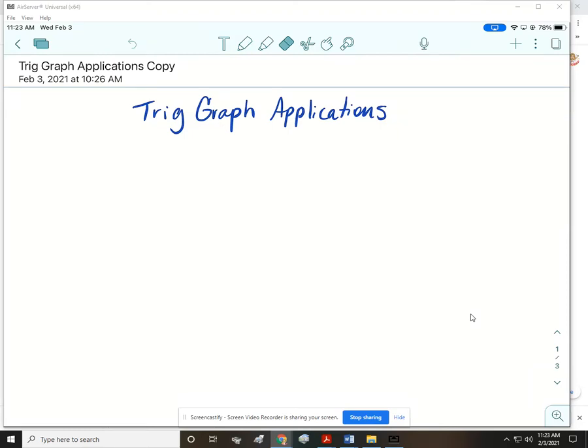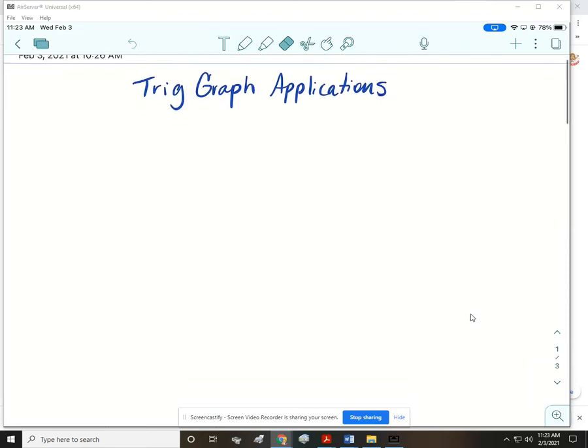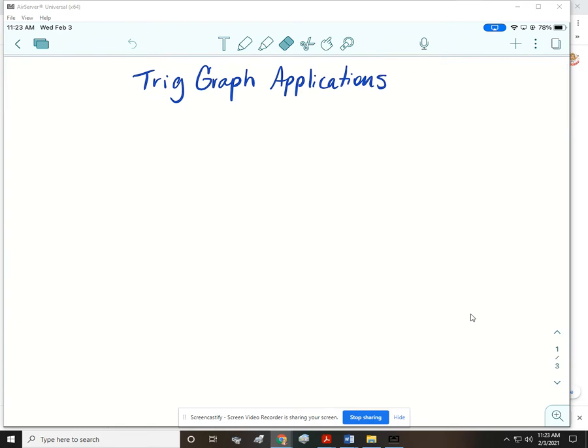All right, so this lesson, we're going to be doing some trig graph applications, but we're also still going to do just a graph or two. On this first one, all of these problems we're doing are problems out of the book. This is number 56, and the directions just say to sketch 2 full periods.